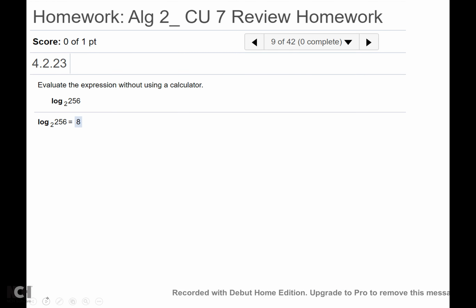Alright, so this one says evaluate the expression without using a calculator. When they say without using a calculator, they're telling you to make these guys match. So I need to break 256 down by 2's.